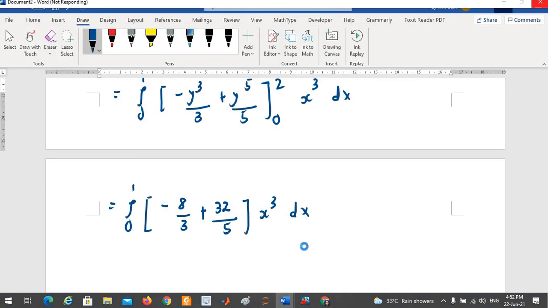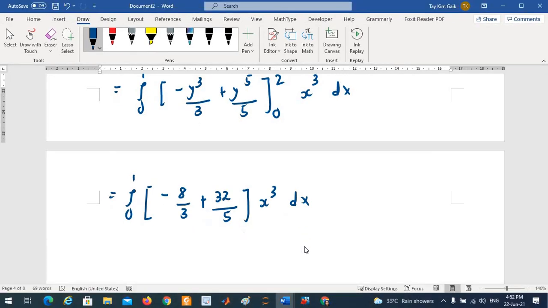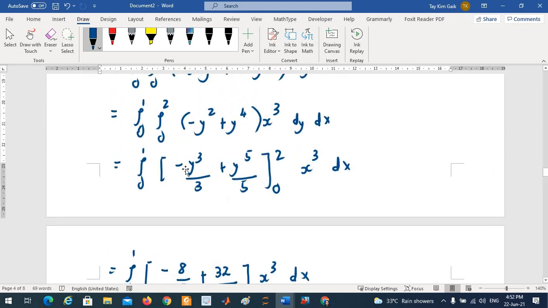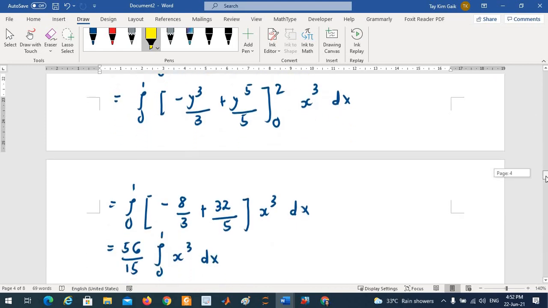So it simplifies to negative 8 over 3 plus 32 divided by 5. We have 56 over 15. Lastly, integrate 0 to 1 x cubed dx. For the last one, you may use your calculator. Because integrating with respect to y has constant limits, you can also use the calculator for this part if you want.